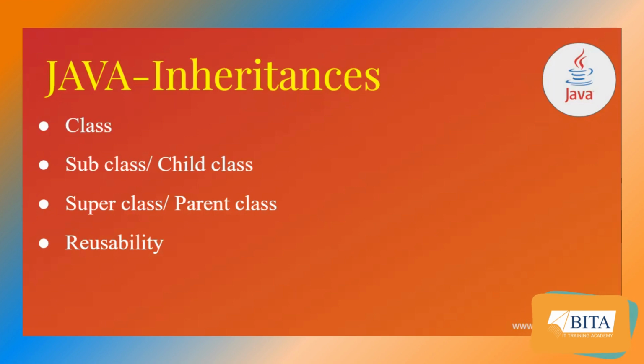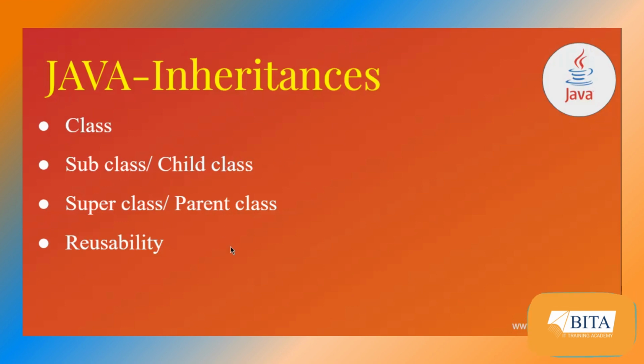Next one is subclass, which is also called a child class. This is a class which will inherit from another class. That is, from the parent class, it will get the behaviors of the parent class and create a new class. This is called a subclass or child class. Next one is superclass, which is also called a parent class. It is a class from which the subclasses inherit the features. That is, this is the base class, and from this base class we are inheriting the properties to the child class.